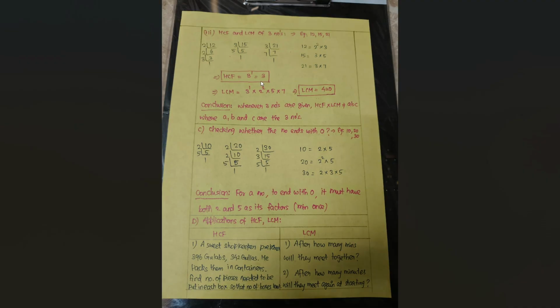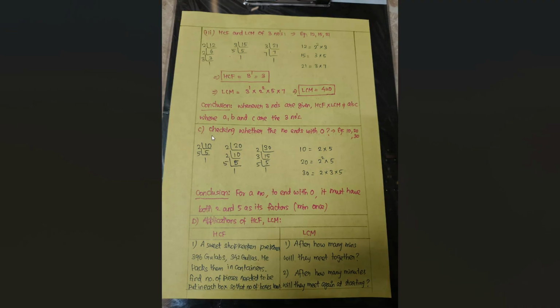So HCF is 3, and for LCM, the common factor you can take 3 power 1, because no powers other than 1 are there. So you can take 3 power 1, and all other factors are to be written once. 2 square into 3 into 5 into 7, which will give you 420. So here HCF into LCM, if you multiply, will not be equal to the product of the three numbers. As I said already, it is valid only for two numbers.